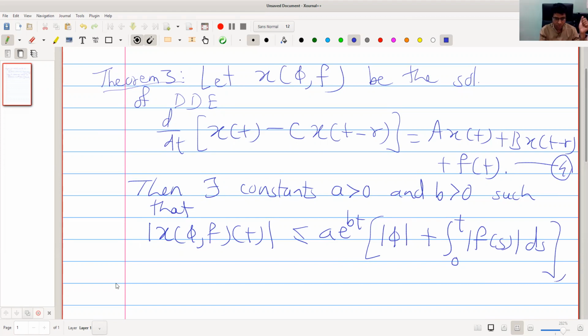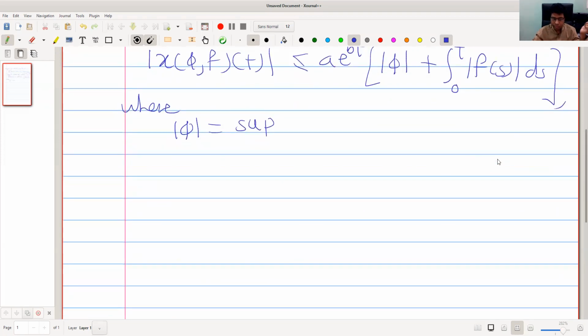Of course, here norm means supremum, where norm phi is the supremum of mod of phi of theta, where theta belongs to the closed interval minus r to 0.